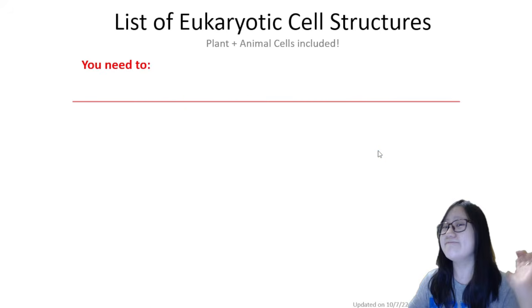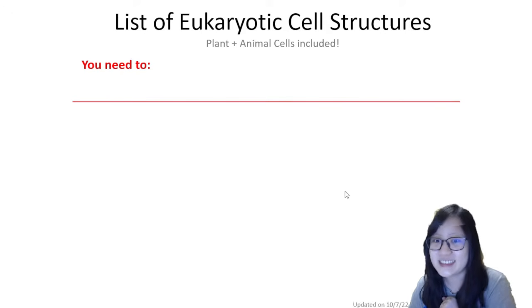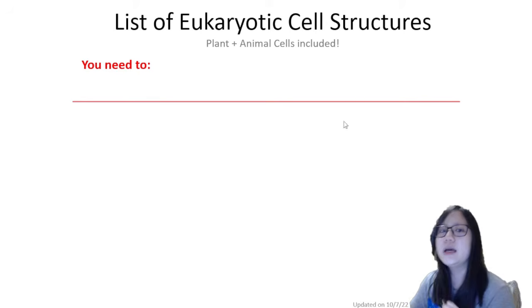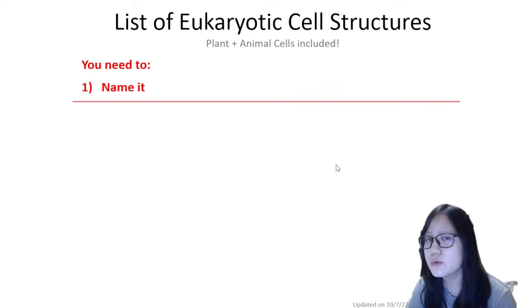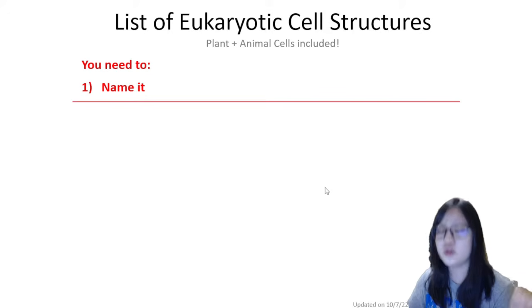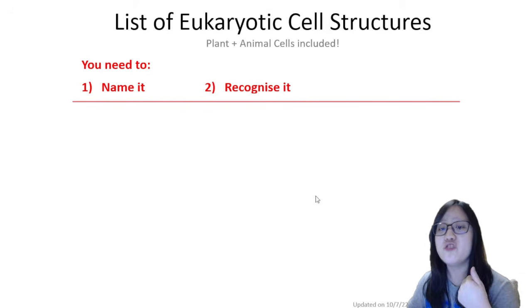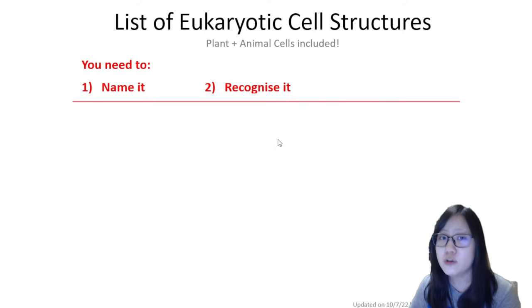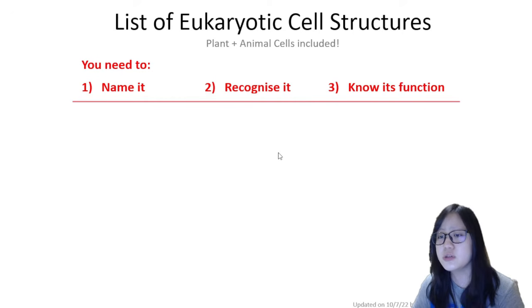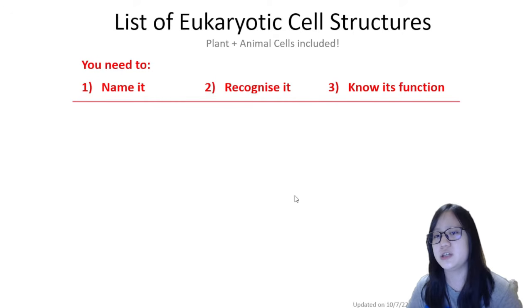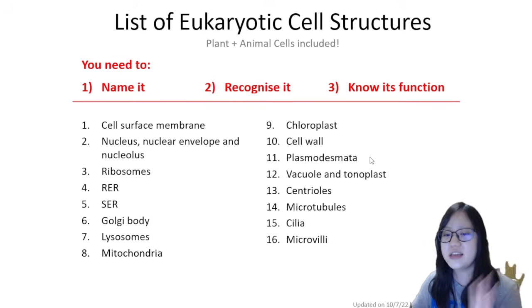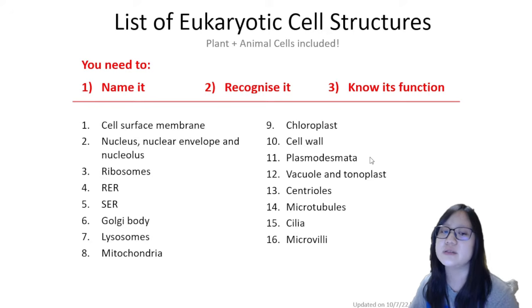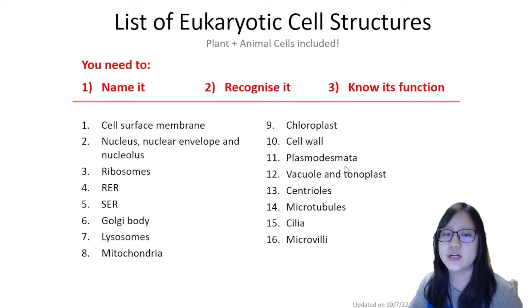Now, talking about eukaryotic cell structures, plant and animal cells included, you need to do three main things. Number one, you need to name it when you see it in any diagram. Number two, you need to recognize it from any diagrams or micrographs they may throw at you. And number three, you need to know its functions. There are quite a few eukaryotic cell structures you need to know about. These are the 16 types, and today we'll be covering 9 types, 1 up to 9.